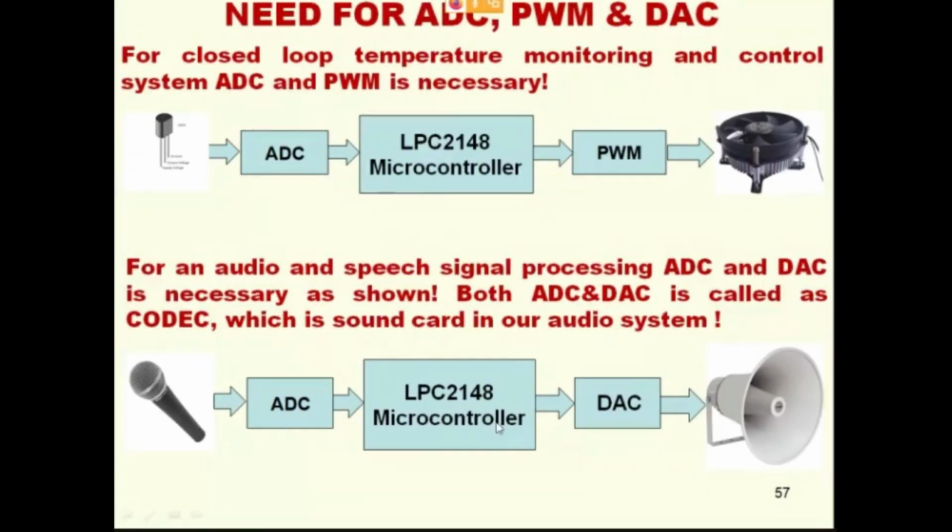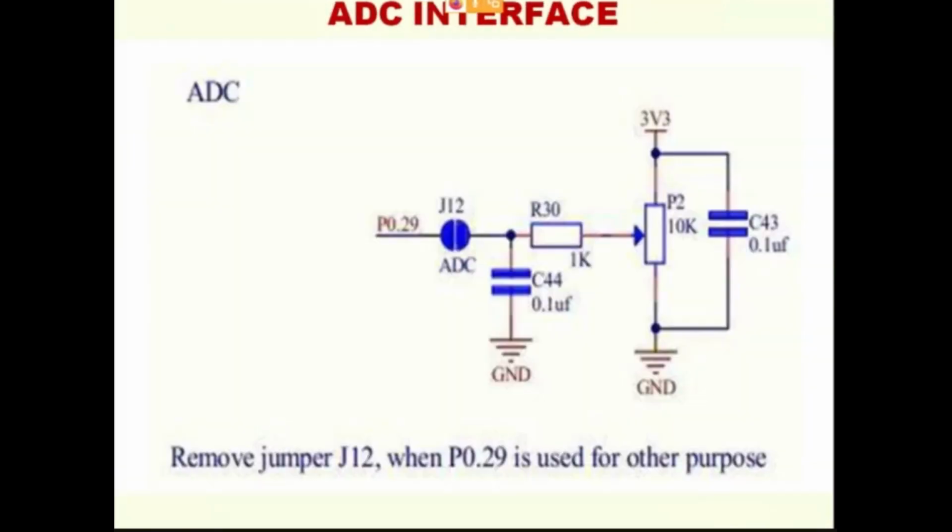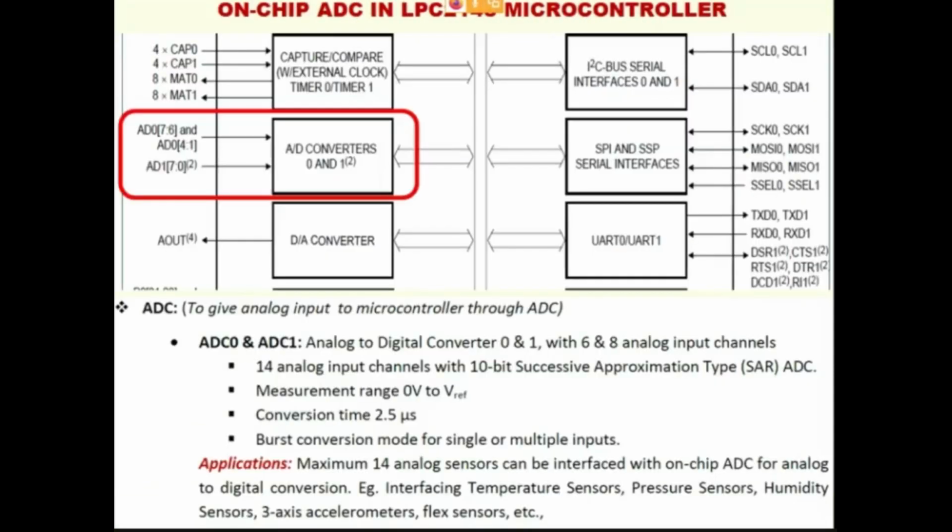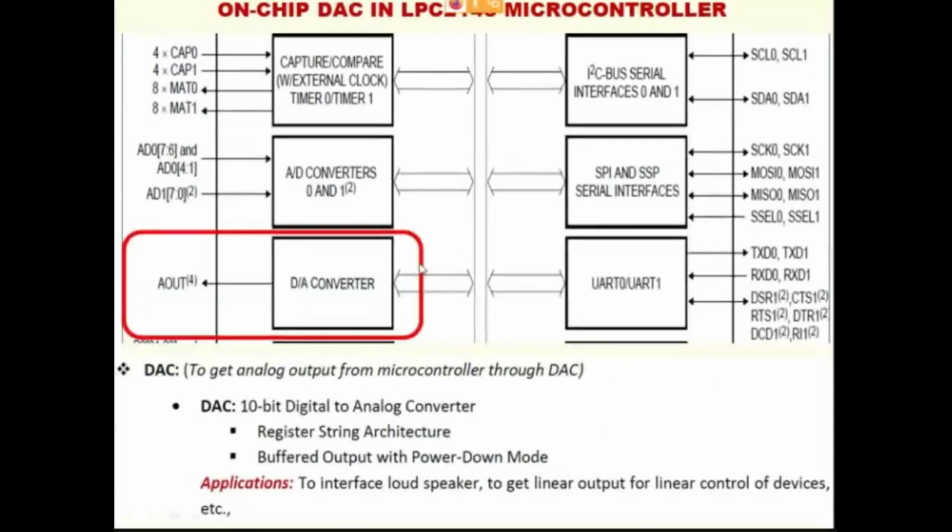Our LPC2148 is capable of performing signal processing also. When it is signal processing, the microphone will be the input and the loudspeaker will be the output. So wherever there is a microphone, there is a need for ADC. Wherever there is a loudspeaker, there is a need for DAC. Hence our LPC2148 has both ADC and DAC also. But there are 7 peripherals, along with so many other peripherals also. So here there is an ADC, and ADC is here, and DAC is here, and a lot more.